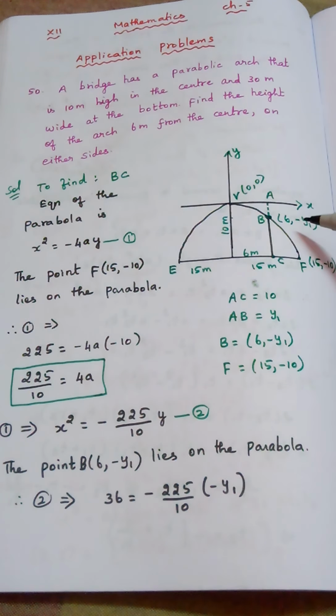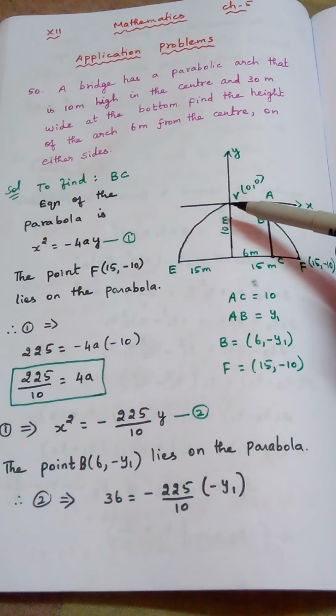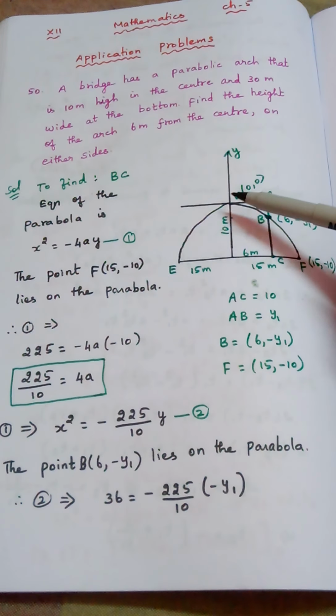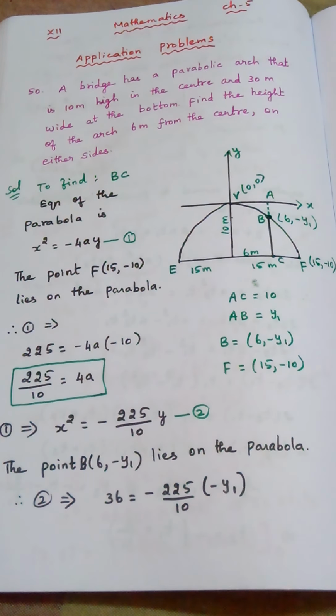Again I repeat, why I am putting minus y1: AB is taken as y1. Since it is in the downward direction of the y-axis, I am writing minus y1. The x value I clearly know is 6, because from the y-axis to this point, what is the distance? 6 meter. So 6 comma, and this value we don't know, so that is taken as y1. Since it is downwards, minus y1.